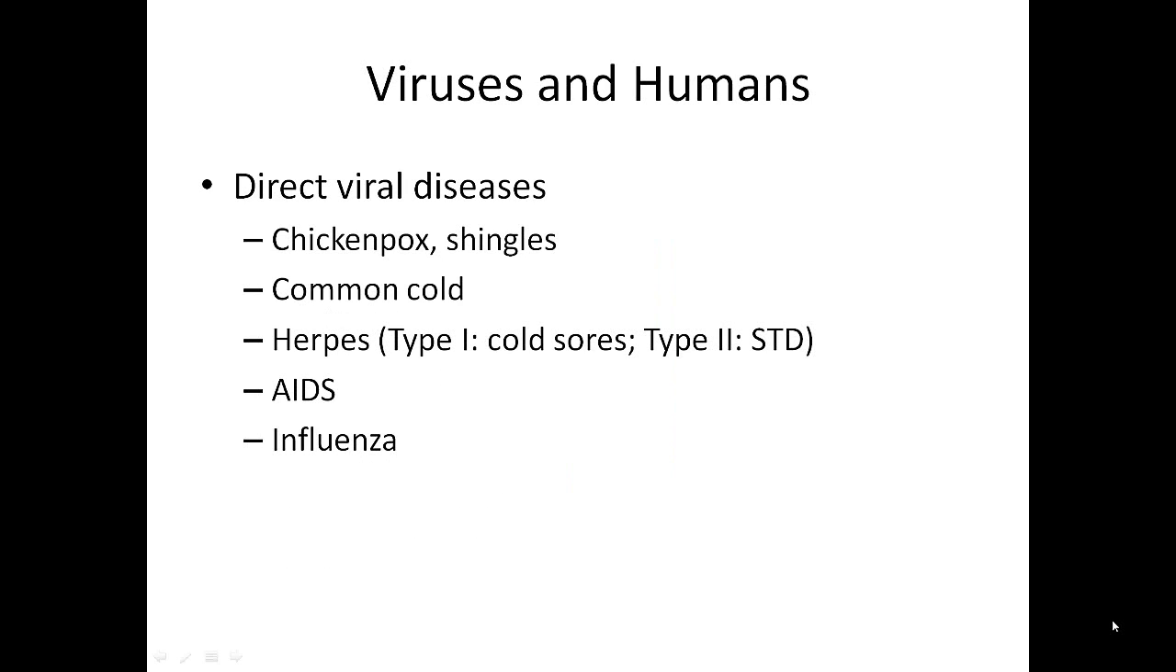Some direct diseases that don't require a vector, chickenpox and shingles, come from the same virus. The common cold, herpes. There is a type of herpes that is just cold sores, so if you get cold sores, technically you have a form of herpes. The STD kind is type 2, and that's the one that you definitely don't ever want. AIDS is caused by HIV, so AIDS is the disease, HIV is the virus, influenza is the flu.